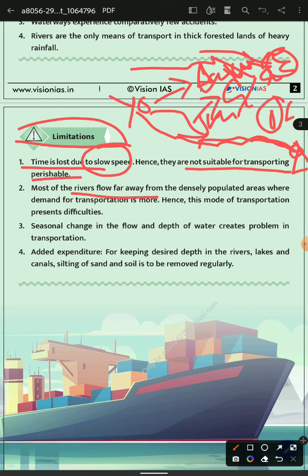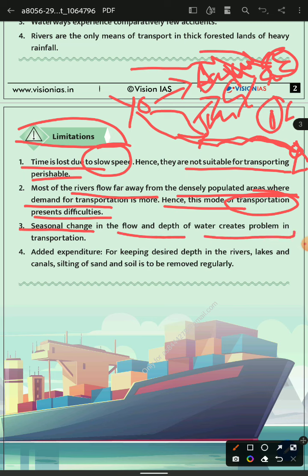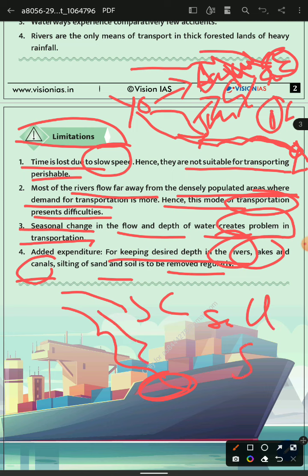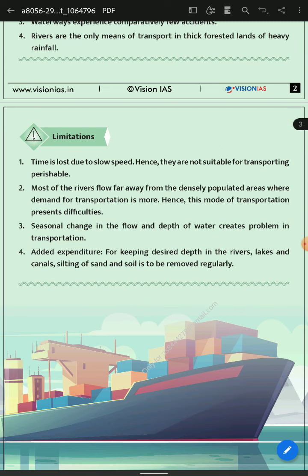Most rivers flow away from the populated areas, whereas transport is demanded there, and the method of transportation is fiscal. The seasonal change in the flow path of rivers creates problems for transportation. Deposits at rivers, lakes and canals, like silting, sand, sediment, rock and clay, must be removed. This deposition forms deltas like the Mississippi Delta and the Sundarban Delta, and there are other deltas as well.